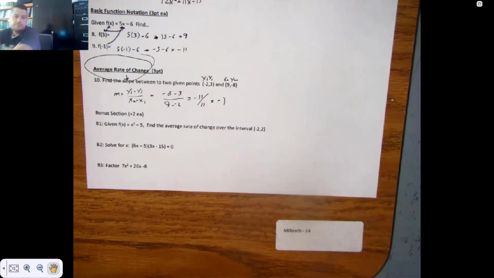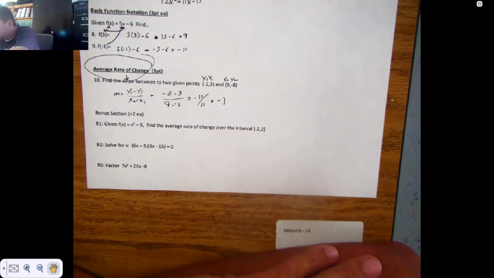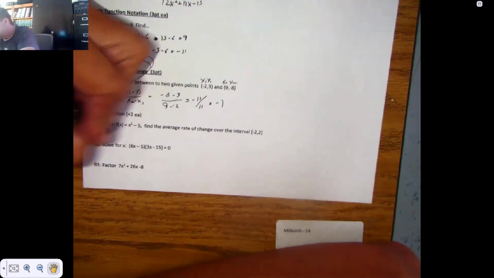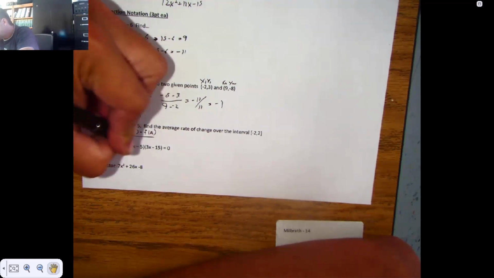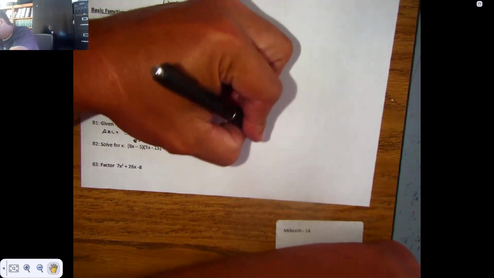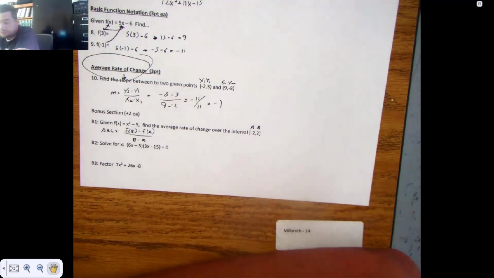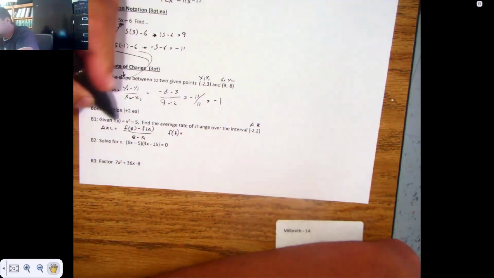Bonus question is worth 2 points apiece. Given f of x equals x squared minus 5, find the average rate of change over the following interval. We're going to use function notation on this. Average rate of change, better known as ARC, is f of b minus f of a over b minus a. This is a, this is b. So I have to find f of b and f of a. I'm going to find f of 2 first by plugging in a 2.